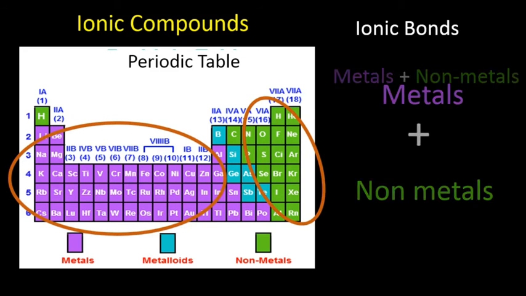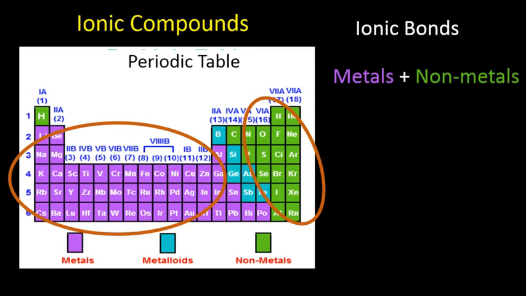Here are some examples of that, where we have a metal bonding with a nonmetal: magnesium and oxygen, and if you look, you can find it on the periodic table. Magnesium is on the left side, oxygen is on the right side. Potassium and chlorine, and also calcium and fluorine. And so ionic bonds are a combination of a metal bonding with a nonmetal. The metal is going to give away an electron, and the nonmetal is going to accept the electron.